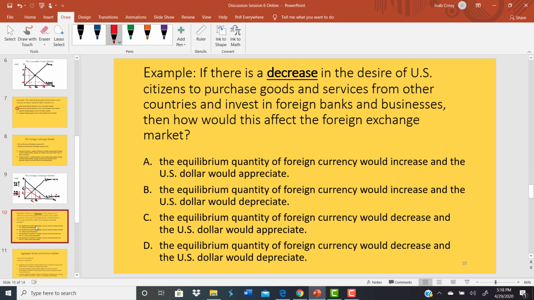Right, so that's the answer you want. You want the equilibrium quantity of foreign currency would decrease and the US dollar would appreciate. So it looks like C is the answer you're looking for on that one. Right, so again, that one you gotta be a little bit careful about just in terms of how you interpret that vertical axis or moving along it. But make sure you pay close attention to that and you should do okay on the test.